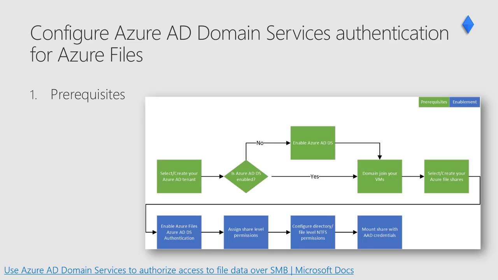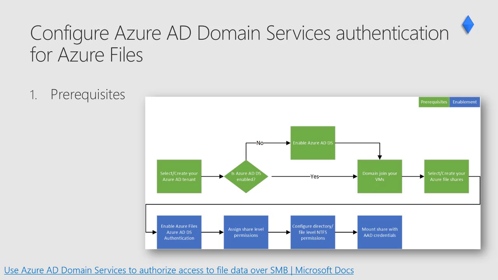Azure Files supports identity-based authentication over Server Message Block, or SMB, through two types of domain services: on-premises Active Directory Domain Services, or ADDS, and Azure Active Directory Domain Services, Azure ADDS. Before you enable Azure AD over SMB for Azure File Shares, make sure you have completed the following prerequisites.